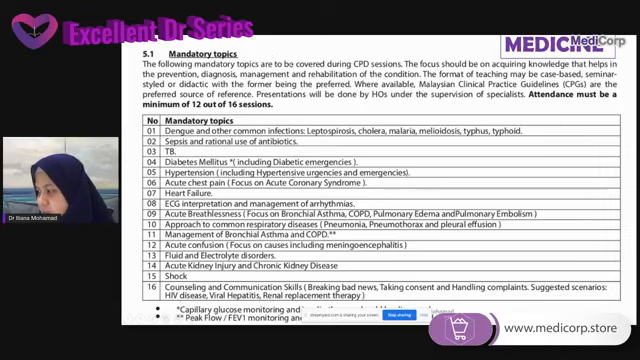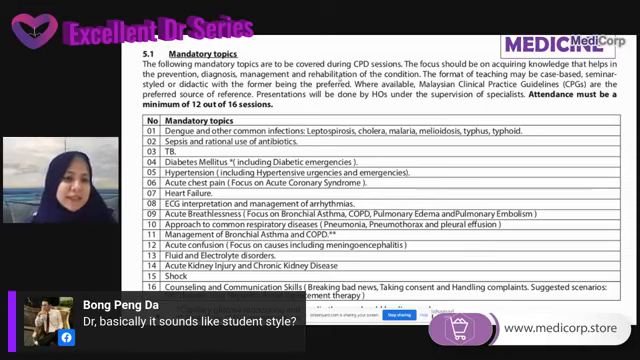Okay, so again, they emphasize that housemen need to know knowledge in prevention, diagnosis, management, and rehabilitation of the condition. So, it sounds like student style. Yes, you're doing the same thing, but usually they will focus in your assessment. If you pass the diagnosis part, they will dwell more into the management part. Okay.